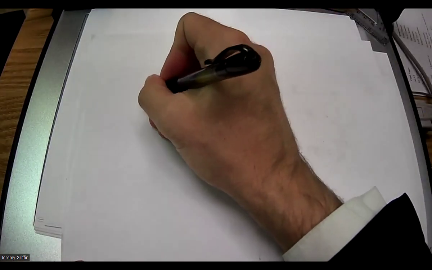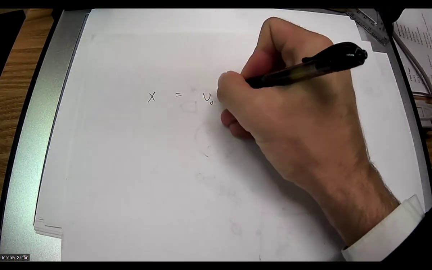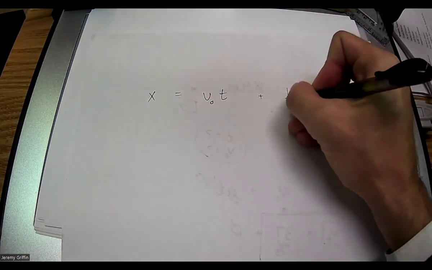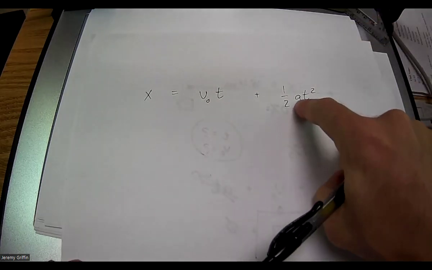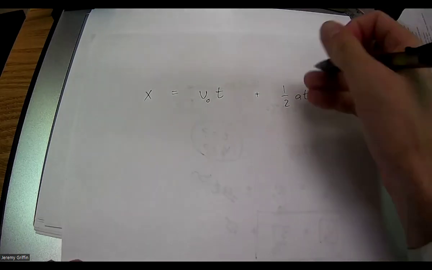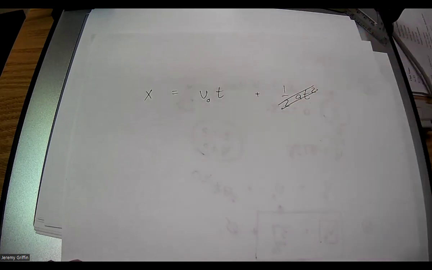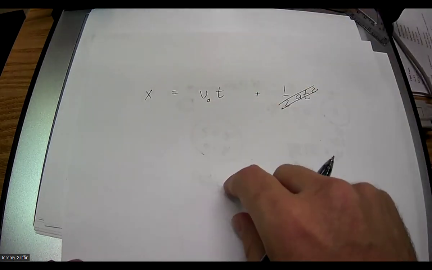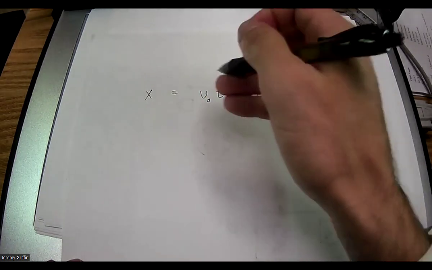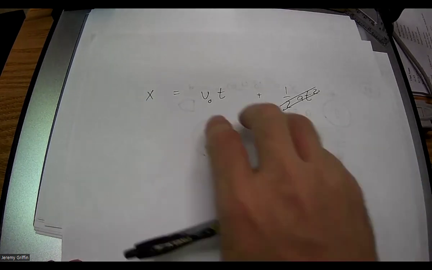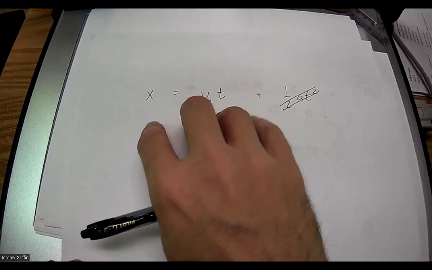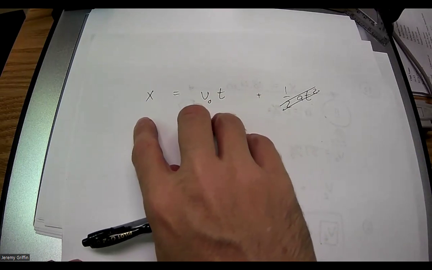Let's see what happens. So I'm going to go x equals v naught t plus half a t squared. But wait a minute, what was acceleration again? 0, because constant velocity. That term just goes away. This is probably even simpler than all that crazy stuff. It simplifies to just distance equals speed times time, right? Anytime you have constant velocity, that's really all you need. Distance equals speed times time.